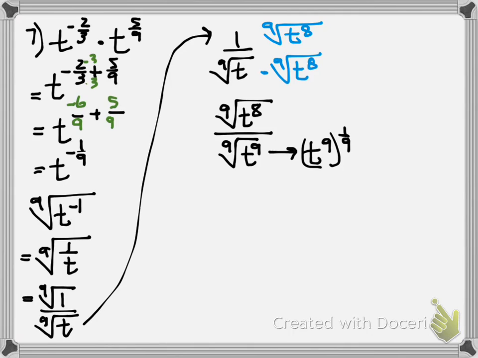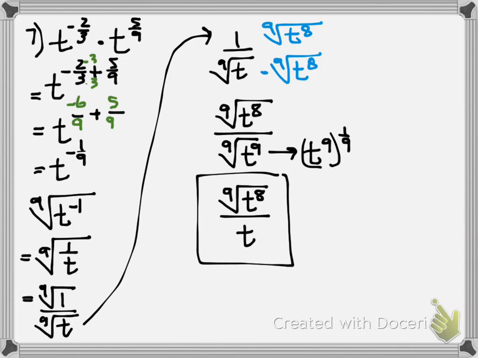If I multiply 9 and 1/9, I get 1. So what I'm left with as my final answer is the 9th root of t to the 8th over t. And that's how I get that answer. Okay? So we have to remember these are just using all the rules we talked about in Chapter 5. All right, let's do number 9.